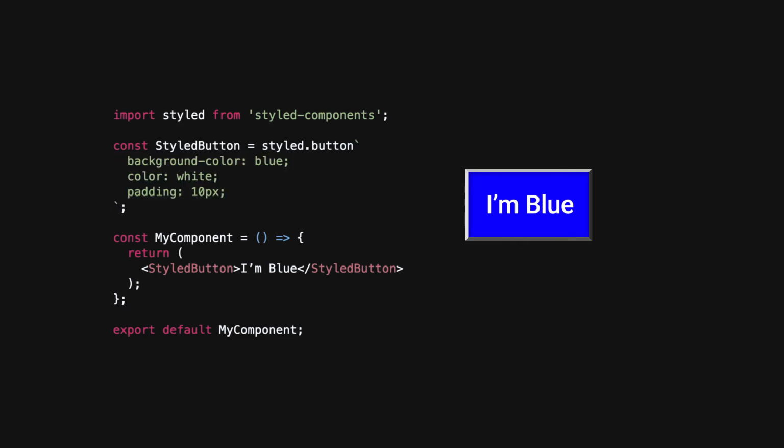In this example, the StyledButton component renders a button HTML element declared with styled.button, and it has a blue background and white text. We can add the StyledButton component directly in our JSX using the StyledButton variable we created up here.